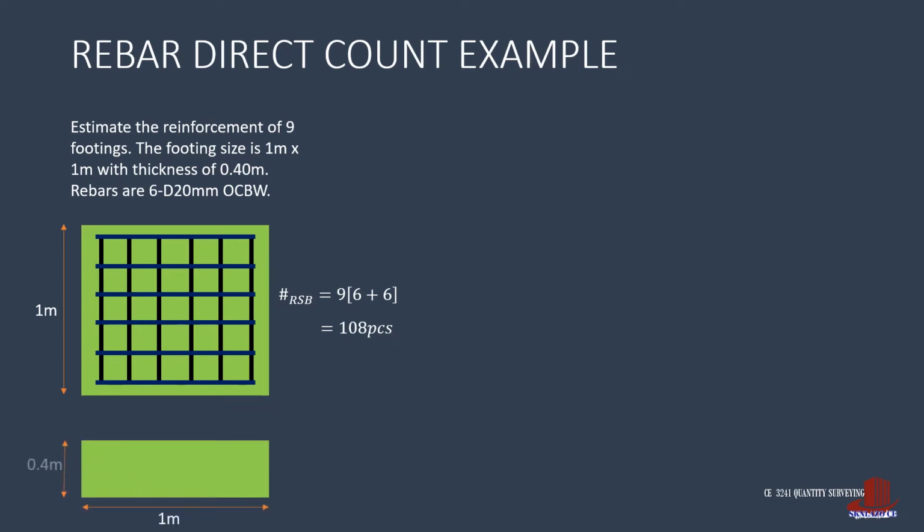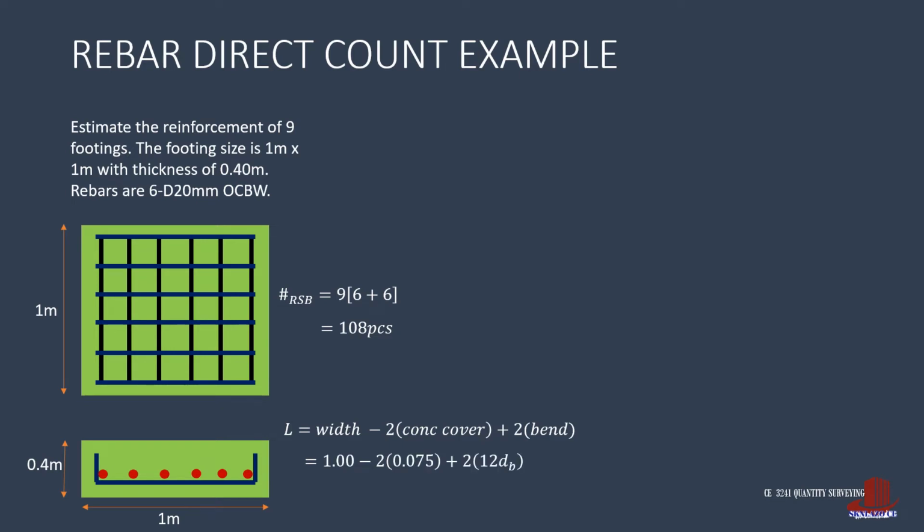The next thing to consider is the length of each piece, so by drawing the cross-section, we can identify the length as the width of the footing less the 2 sides of concrete cover. And for a footing, a concrete cover of 3 inches or 0.075 meters is standard. And then, the length will be with the bend of the bar on both sides, so that is twice of 12 times the bar diameter, which is 20. And in computation, 1 meter less twice of 0.075 plus twice of 12 times 20 will result to 1.33 meters. So we are to prepare 108 pieces of 1.35 meter length of D20 bars.